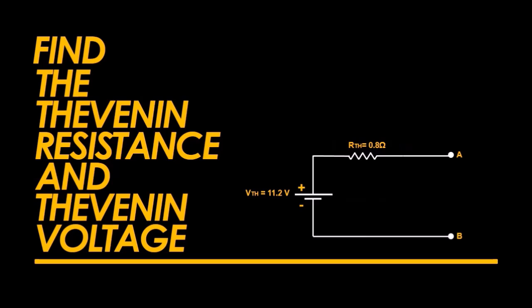Now, the Thevenin equivalent circuit has a Thevenin voltage of 11.2 volts, which is in series with a 0.8 ohm resistor. In order to solve the circuit, we must reconnect R sub L and solve for the unknown quantity.